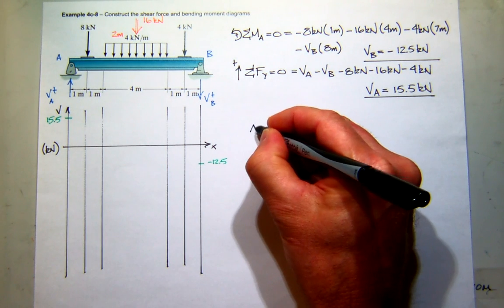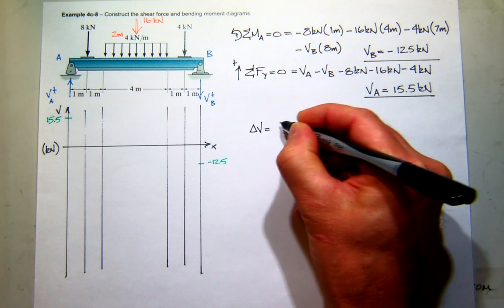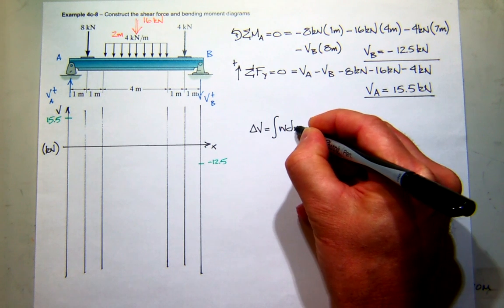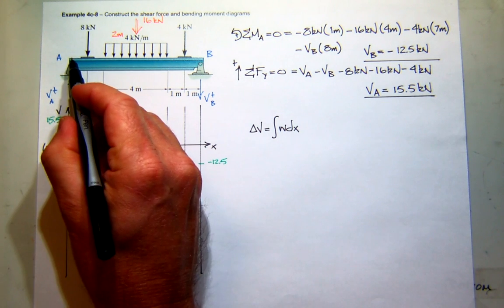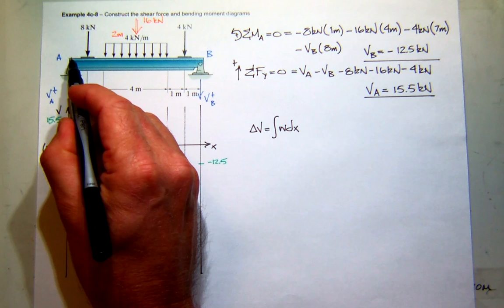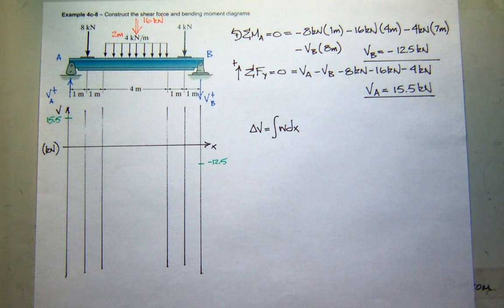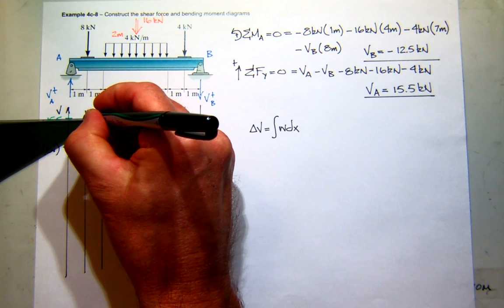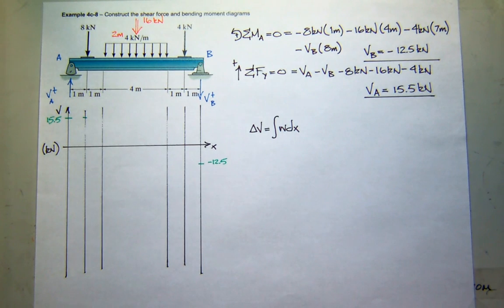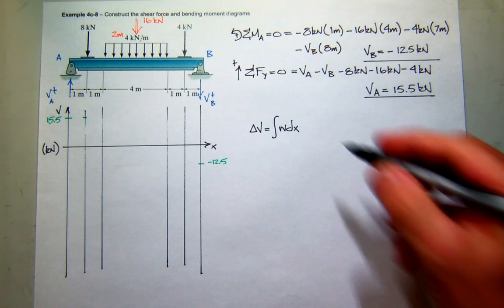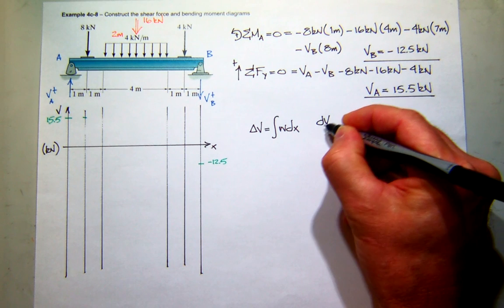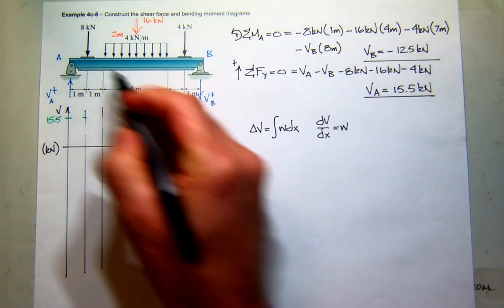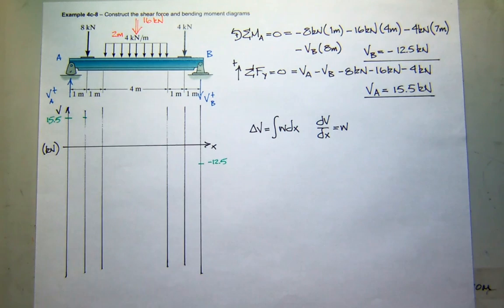I know that the change in shear between any 2 points on my graph is the area under the load diagram. So what's the area under my load diagram over the first meter? 0. So there is no change, so I keep my shear at 15.5. It also tells me that the slope of my shear diagram is equal to the load. What's the load? 0, so I have 0 slope.